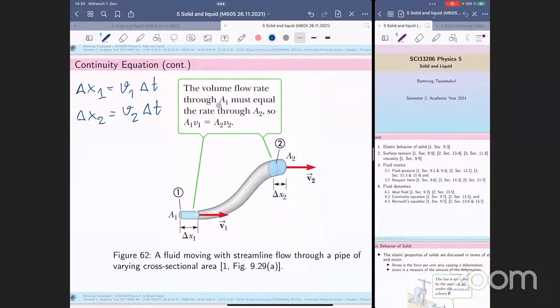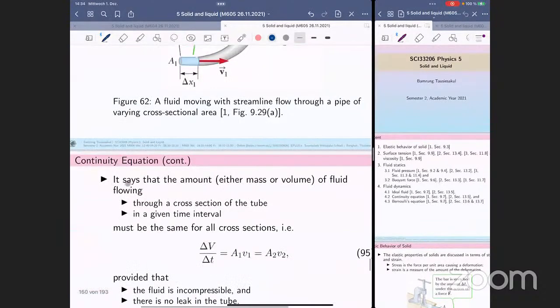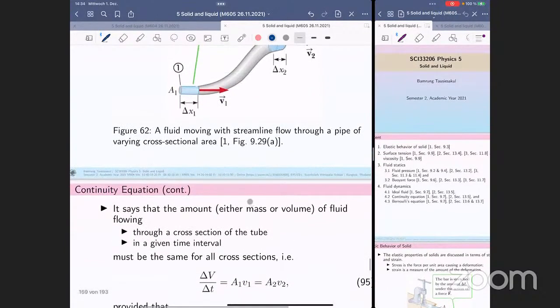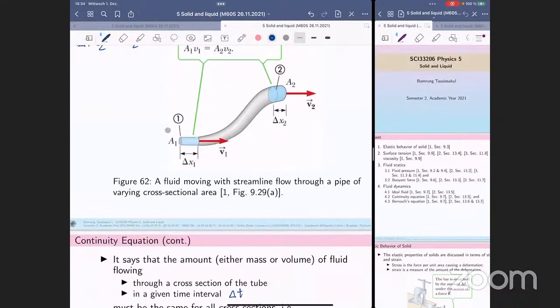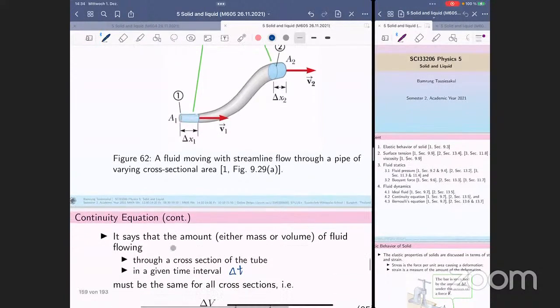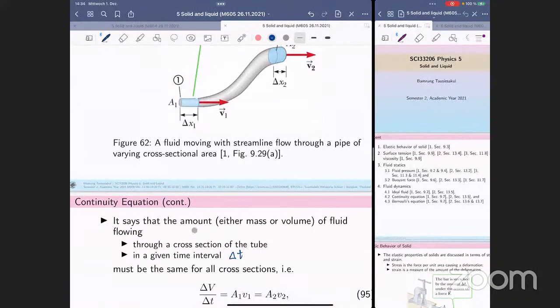That's the continuity equation. It says that the amount, either in terms of mass or volume, of fluid flowing through a cross section of the tube in a given time interval, delta t, must be the same for all cross sections. Whether you are at the number 1 end or the number 2 end, or even in the middle, wherever in this pipe, the amount of fluid flow will be the same.